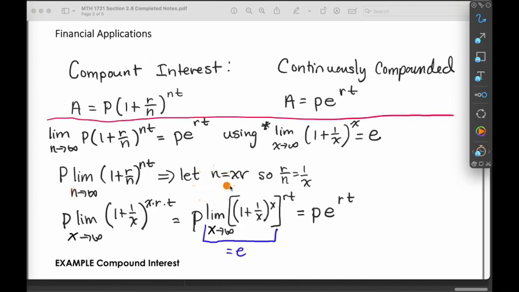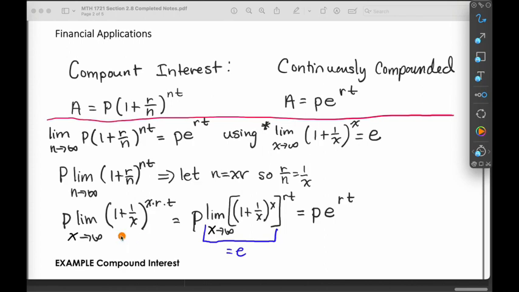Now, if x goes to positive infinity, and r is just some arbitrary constant, some kind of rate like 0.02 or 0.05, then if I have infinity here and some constant here, n is going to be going to infinity as well. So I can do a direct substitution and say if n goes to infinity, x is going to go to infinity as well. So as x goes to positive infinity, we have this limit here. We still have our P out in front that we pulled out because that's a constant.